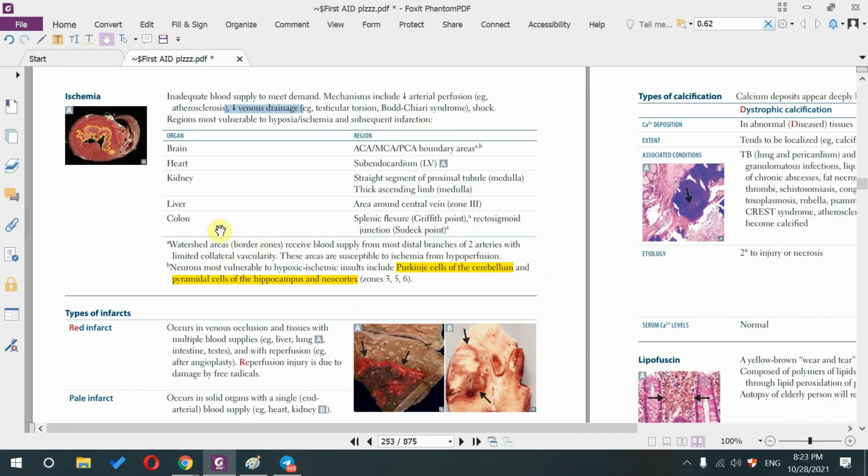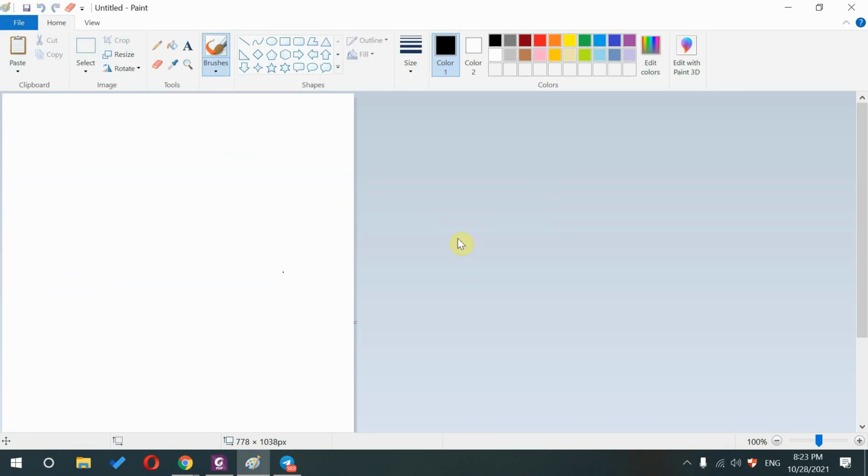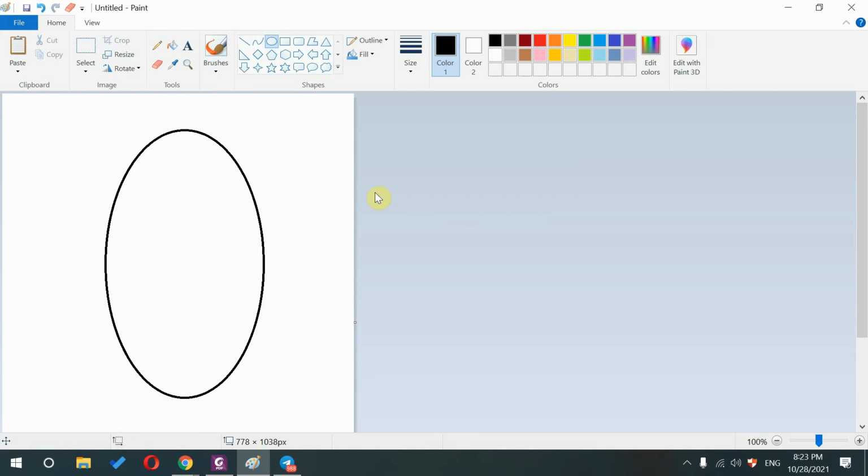So next one is the heart. Well, our lovely organ. So in the heart, the area that is considered a watershed area is the subendocardium. Why? So many students confuse this. They think that the heart supply is from the inside. Well, guys, do you remember where the coronary arteries come out from? They come from the aorta. After they come out from the aorta, where do they go to? Well, they go around the heart like this.